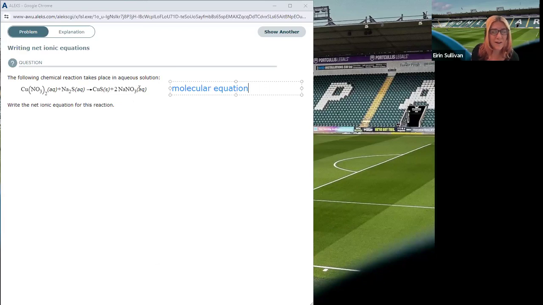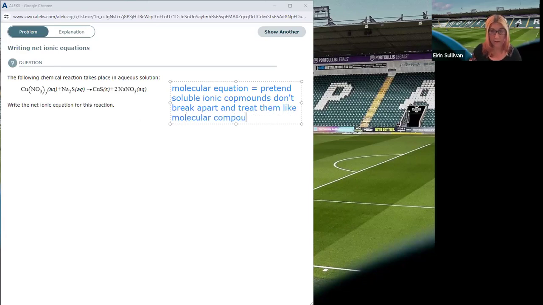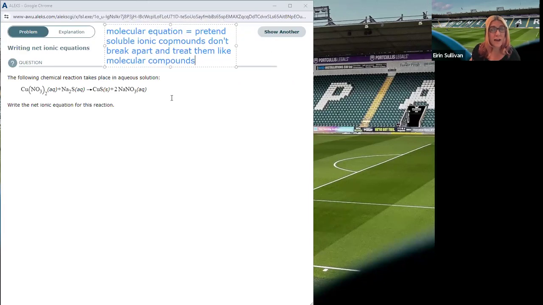The sodium nitrate is soluble, right? Anything with an AQ symbol, we write just like it's a molecular compound, like it doesn't break apart into pieces, but we know that's not accurate, okay? So for a molecular equation, we pretend soluble ionic compounds don't break apart, and we treat them like molecular compounds. Why does it matter? Well, it's easier to balance something like that. But we know this is not a real representation of what's actually happening.